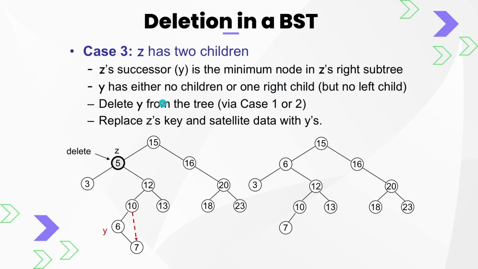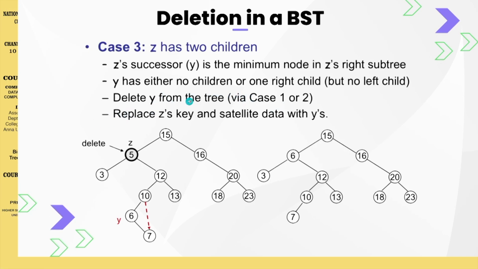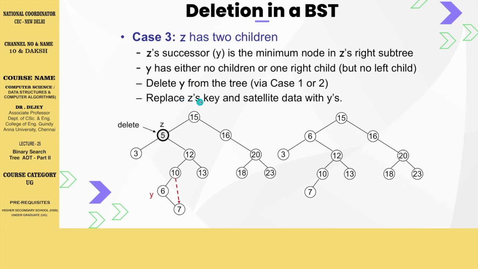So, here this should happen in the same way as we saw for the previous cases, case 1 and 2. If it is a node with 1 or 0 child, then we can delete that particular y from the tree and replace it in place of z. So, that is how we do.